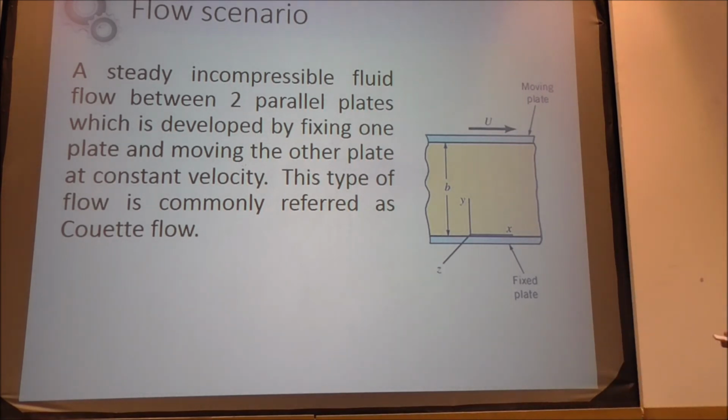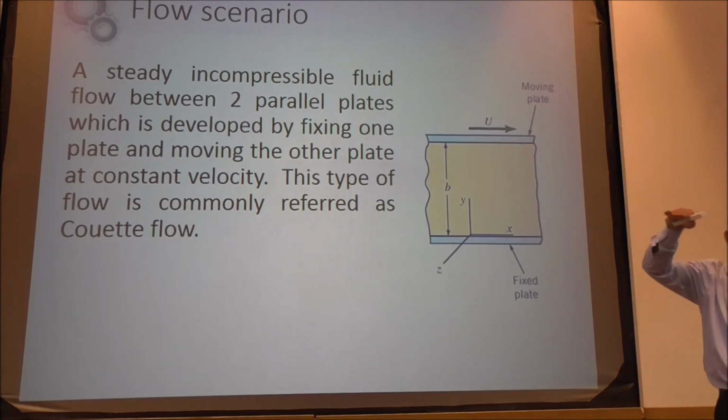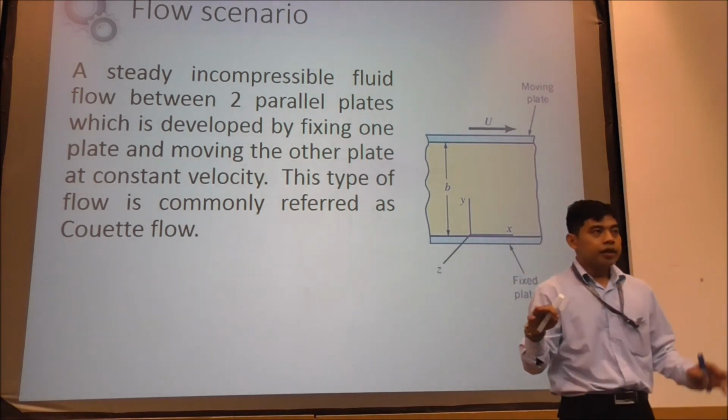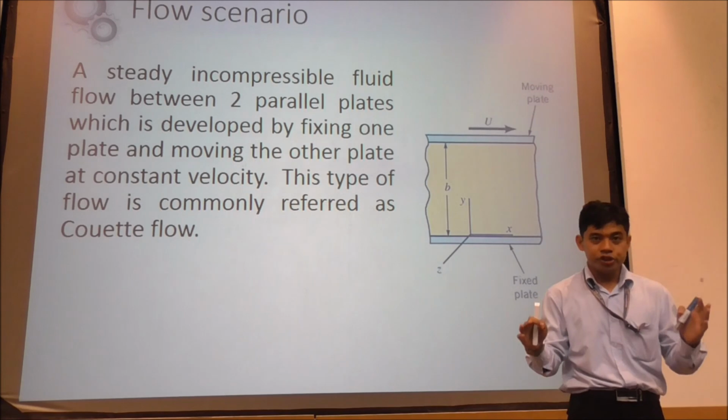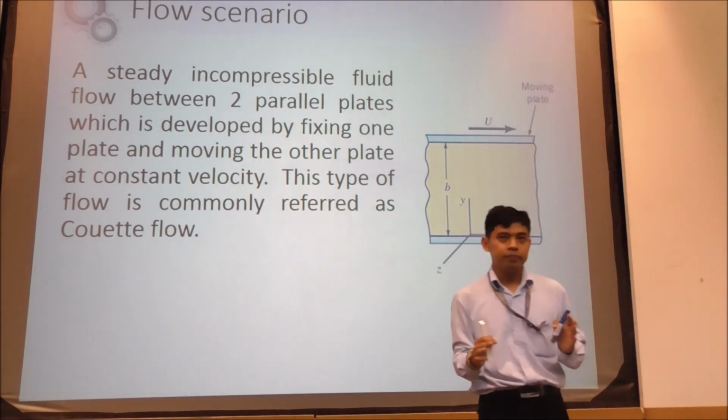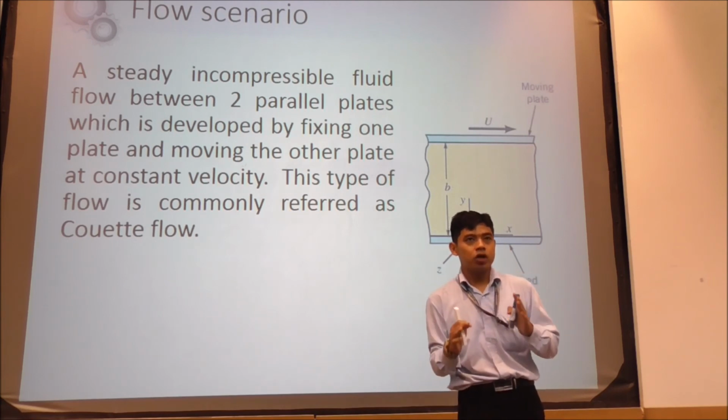For flow scenario number 2, rather than having a stationary top plate, you have the top plate moving. So in this case, basically, the generic solution will be the same. The generic solution will still be the same. The only difference is the boundary condition.